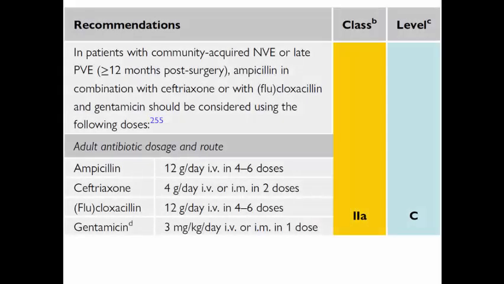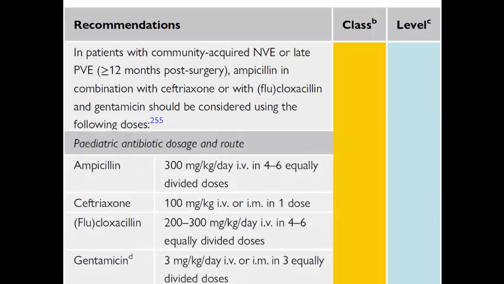So the recommendation of the guidelines, class 2A, is that for patients with community-acquired native valve endocarditis or late prosthetic valve endocarditis, here the definition is more than or equal to 12 months after surgery, you could choose ampicillin in combination with ceftriaxone or with flucloxacillin, and also combine with gentamicin. This is the empirical therapy for these types of infection, and here are the doses for adults and also the doses for children. And beware of the precautions regarding gentamicin administration.